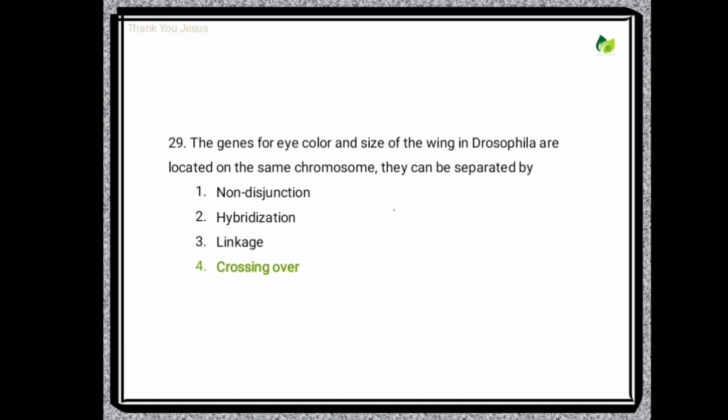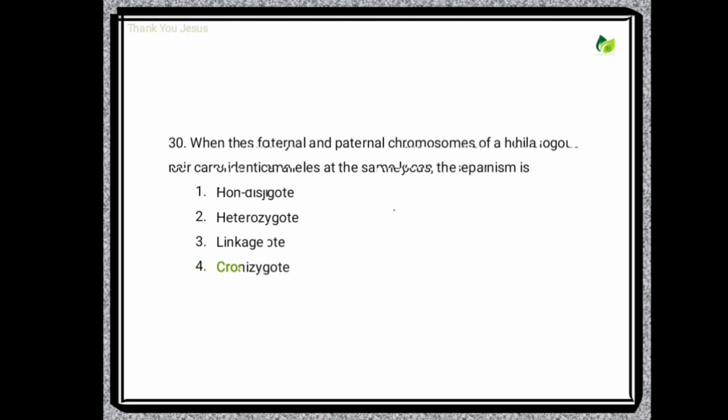Already explained in the previous video. It will occur between non-sister chromatids of homologous chromosomes and results in recombinant chromosomes. So due to crossing over, only recombinants will be formed in the progeny. You have to remember. Okay, so let's see the next question.